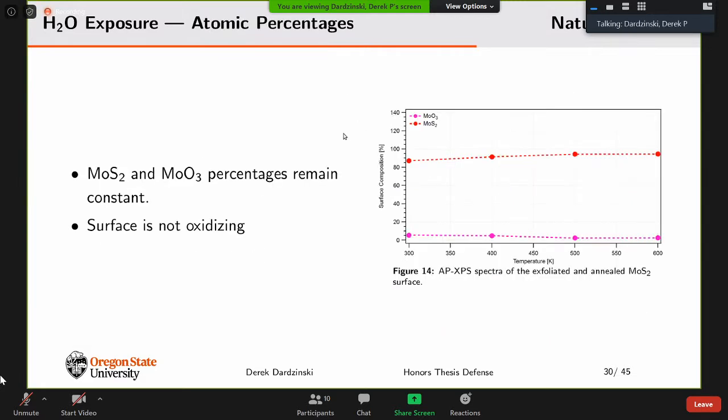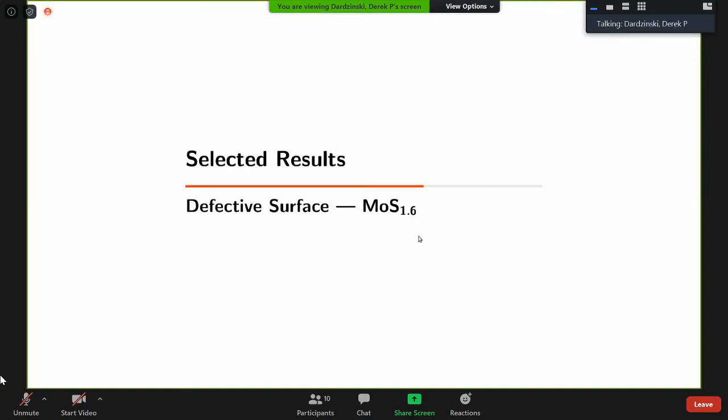If you calculate the atomic percentages of the above spectra, you can see that the MoS2 and molybdenum trioxide percentages remain relatively constant, which seconds the fact that the pristine surface of MoS2 is not reactive, and it shows that it's not oxidizing. So to combat that, we then induce defects on the surface.